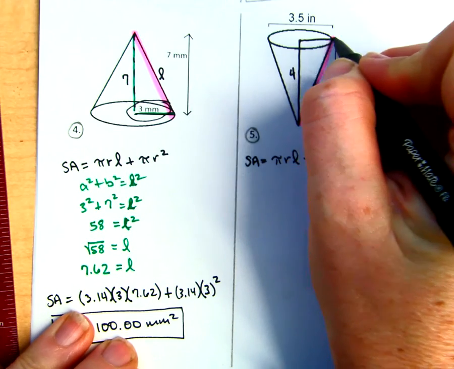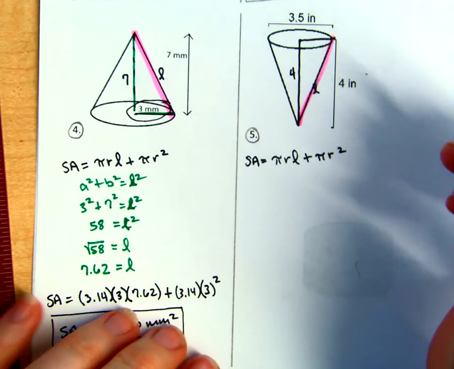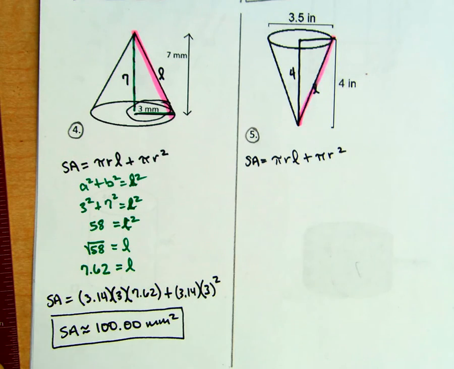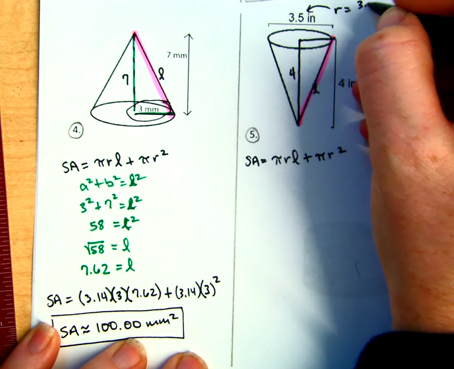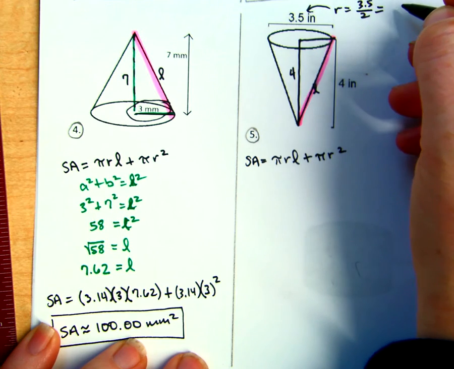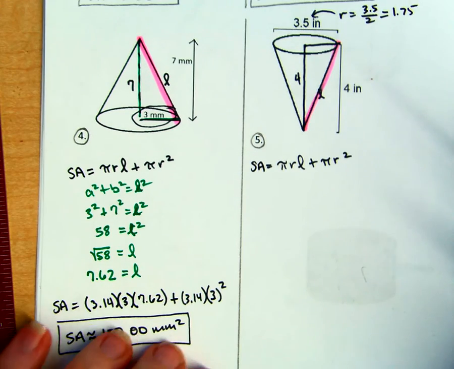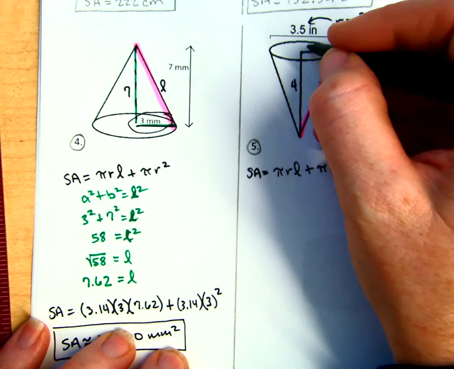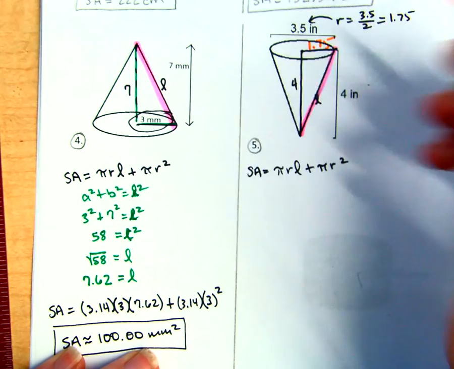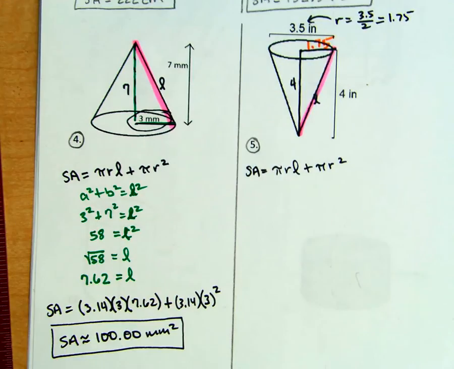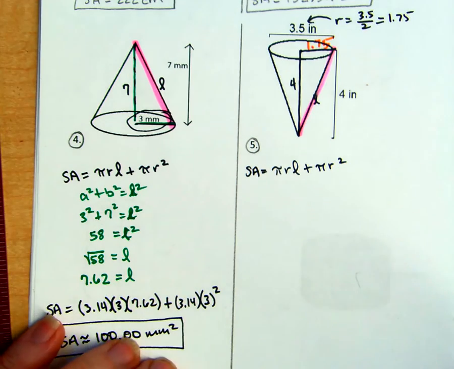And this is where you're going to have to solve for the radius. So in order to solve for the radius, you're just going to do diameter divided by 2. So you're going to take that diameter, 3.5, and divide by 2, and you're going to get 1.75 as your radius. But again, the issue here is I don't know slant height. So what I'm going to have to do is use Pythagorean theorem again in order to solve for the hypotenuse and get my slant height.